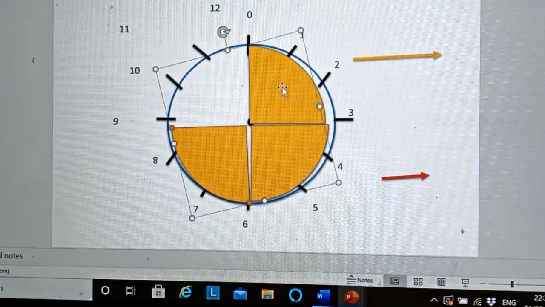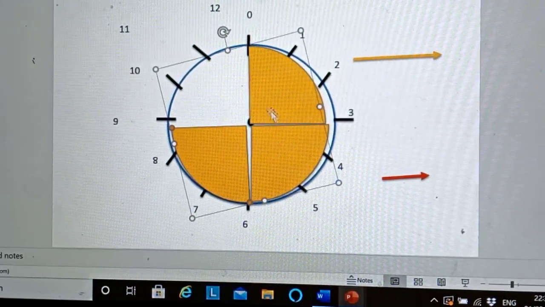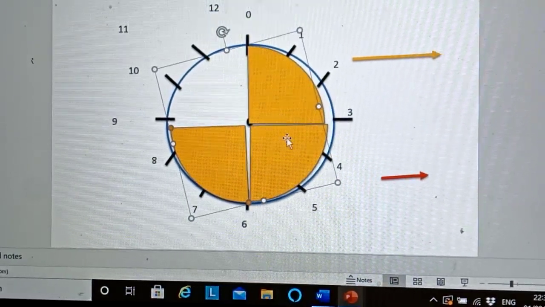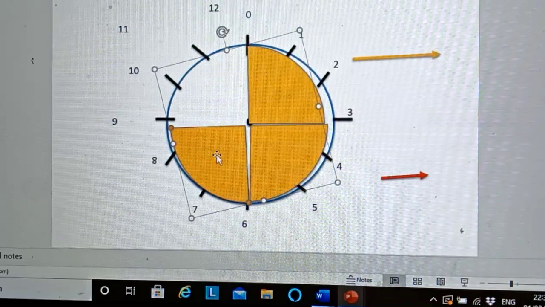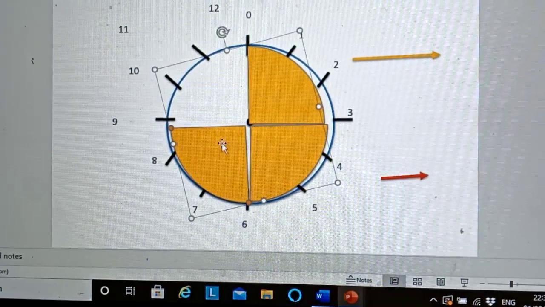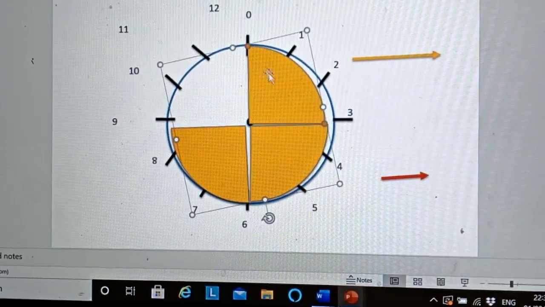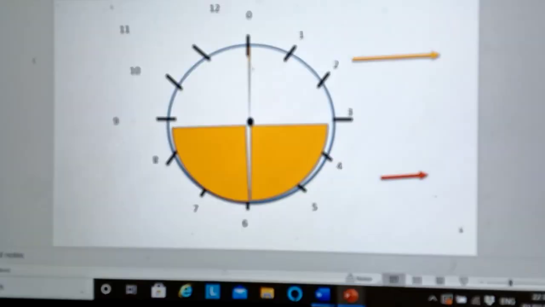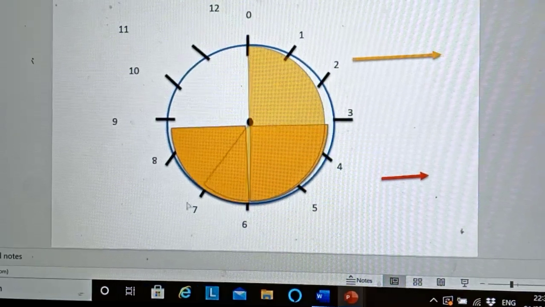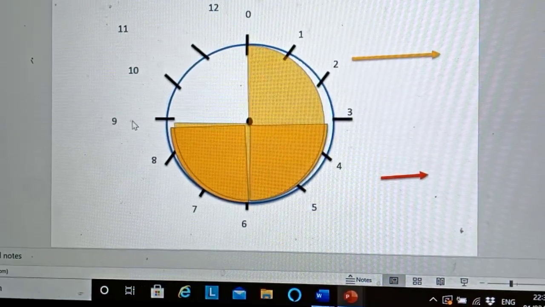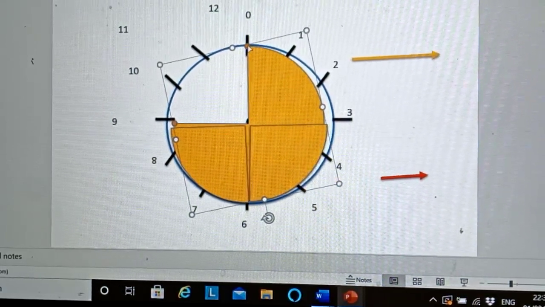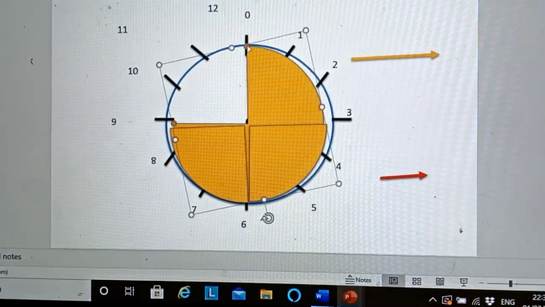Well, if that's 15 and that's 15, 15 and 15 are 30. Oh, it's half again, it's half an hour, 30. Add another 15. 15 add 15 add 15 is 45. So when the clock does this, when it goes 5, 10, 15, 20, 25, 30, 35, 40, 45, when it covers 3/4, it's made 45 minutes or 3/4 of an hour.